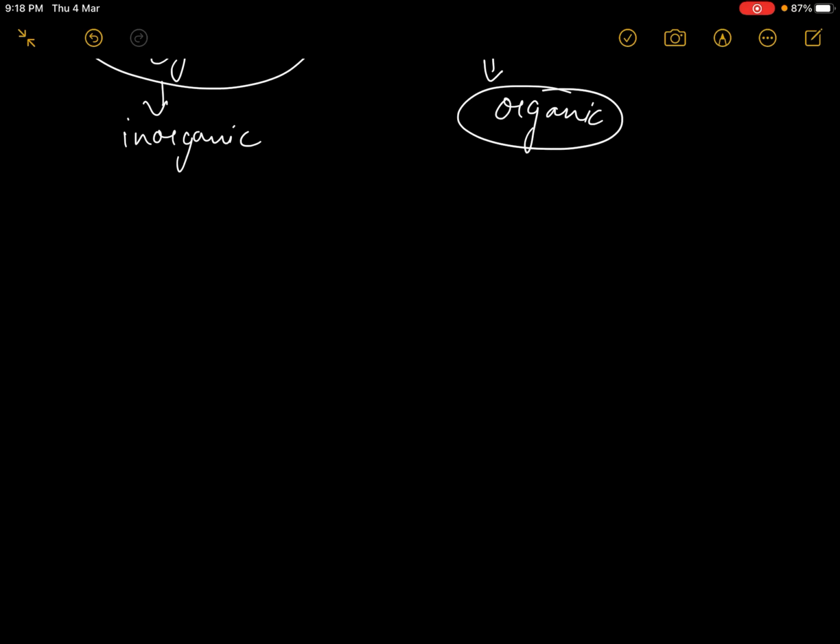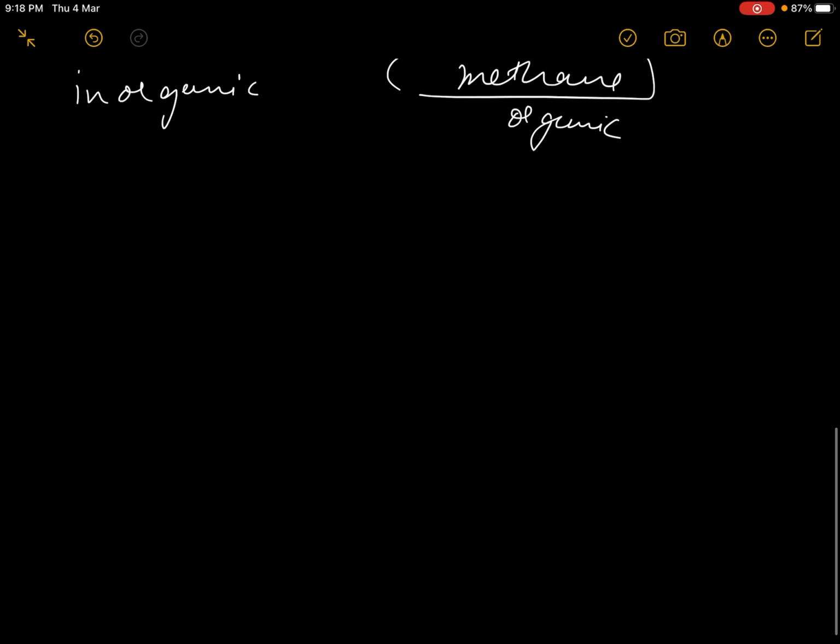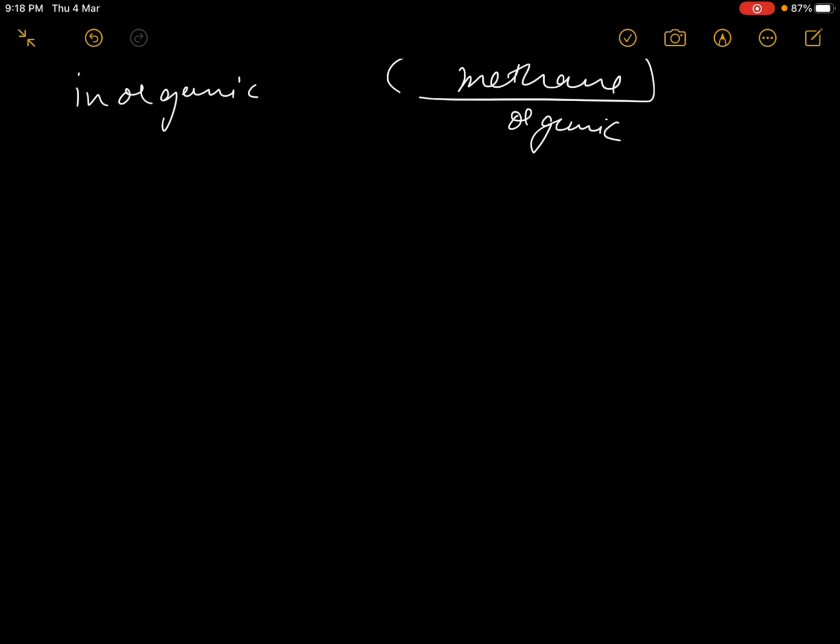Similarly, another scientist, Kolbe, synthesized acetic acid, and methane was synthesized by another scientist from the inorganic part. From inorganic they formed organic compounds, and there is a special way to represent these organic compounds. In organic chemistry we represent the compound or the structure in a different form.